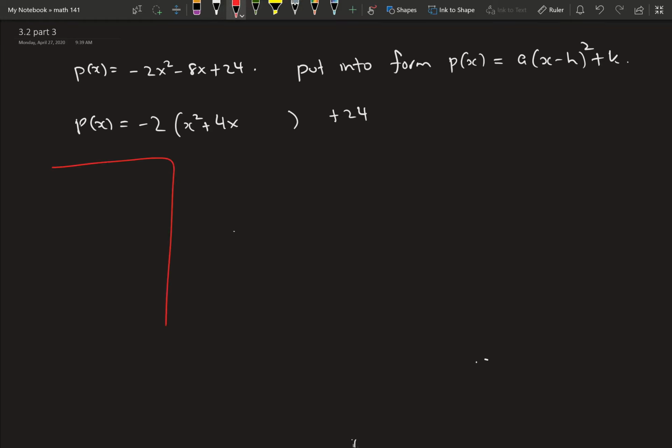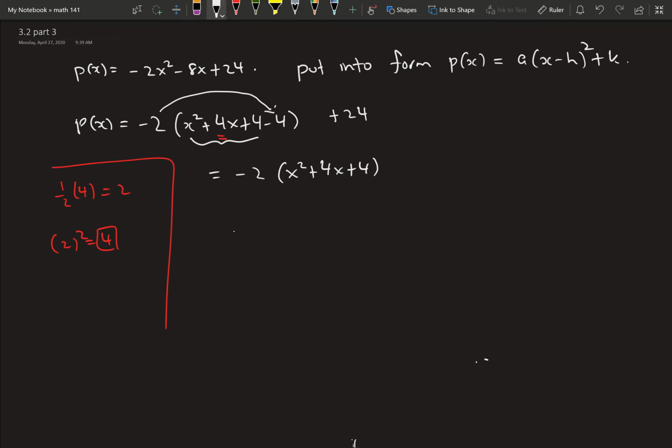What is our step-by-step procedure? Well, we take half of 4, which is 2, and then we square that. And that's the number that we're going to add and subtract. So we add 4 and subtract 4. And so we get negative 2 times (x squared plus 4x plus 4). That portion always factors nicely. And then there's negative 2 times minus 4, which is plus 8. And then plus 24 here.